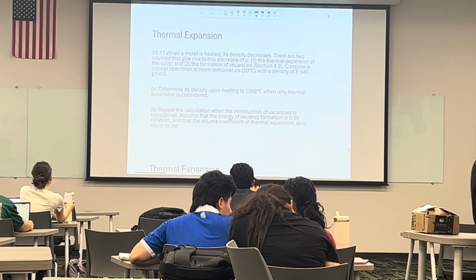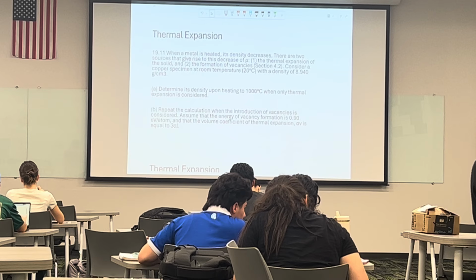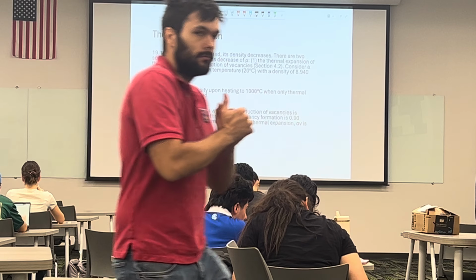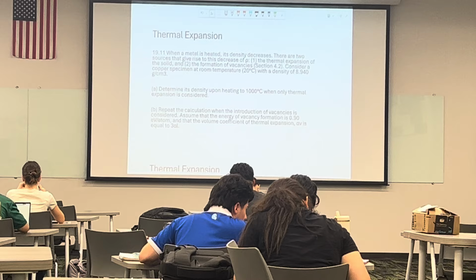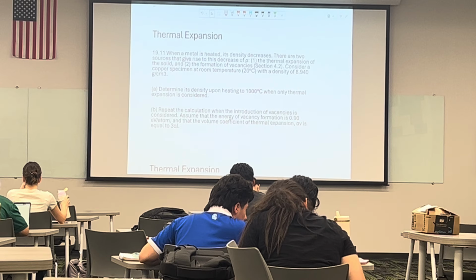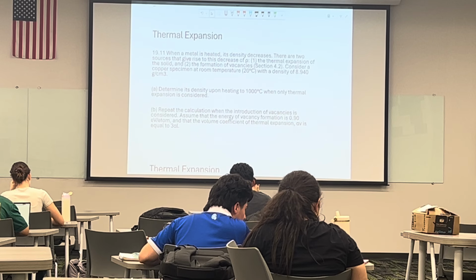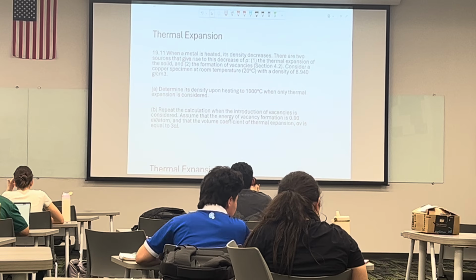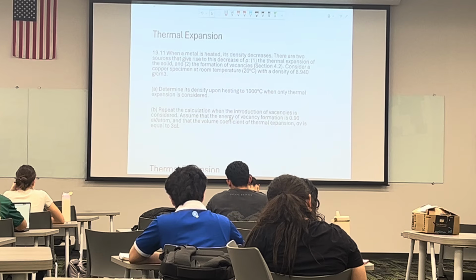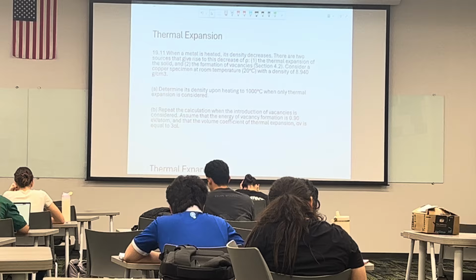So number 19.11. The question reads, when metal is heated, its density decreases, and there are two sources that give rise to the decrease in density. First being thermal expansion of the solid, and the second being formation of vacancies. And I want us to consider a sample at room temp with a density of 8.94 grams per centimeter cubed.